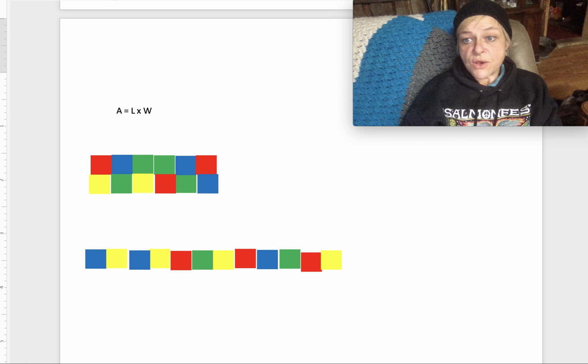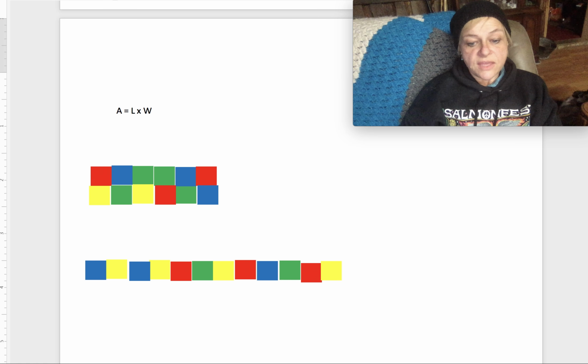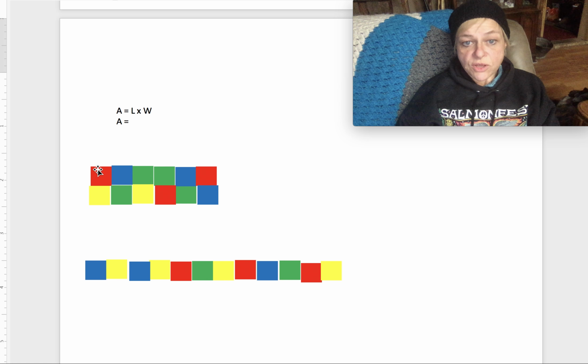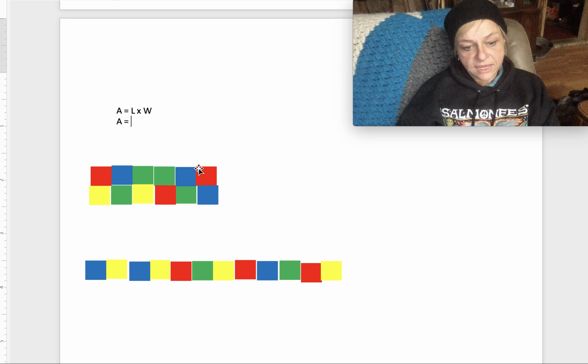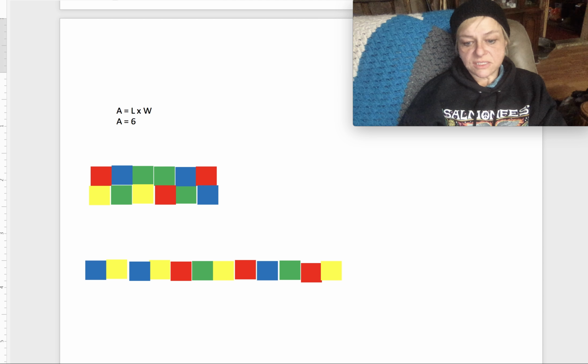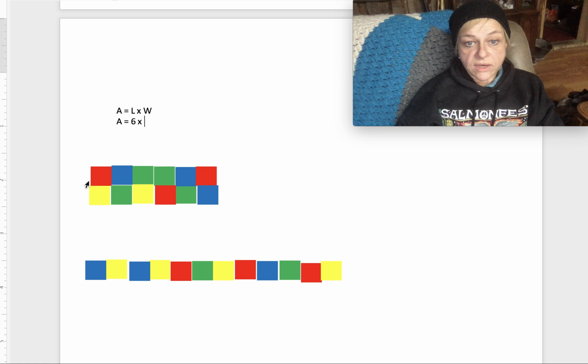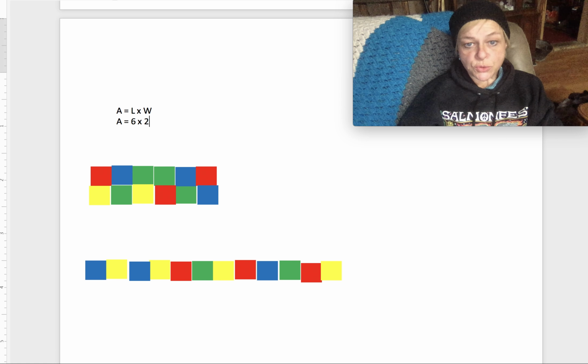And so the area of this piece, we're just going to plug these numbers in. We have to find the length. What's the length? Let's count. 1, 2, 3, 4, 5, 6. Well, the length is 6 inches. So we have to multiply that by the width. And the width, let's count. 1, 2. The width is 2.